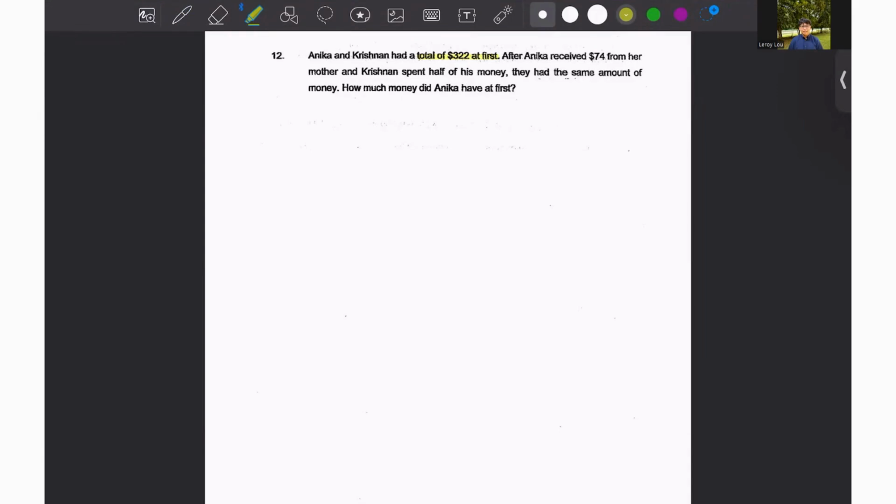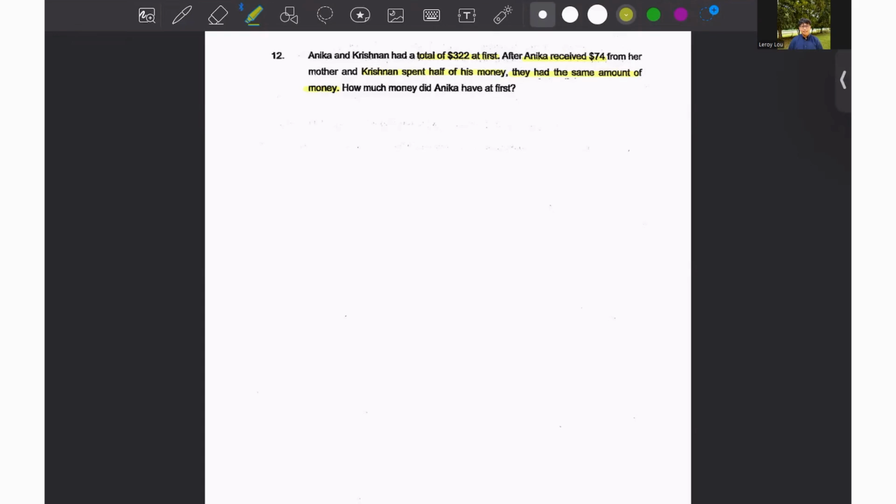Okay, we're also given a change, right? So it means Anika received money. So Anika plus money. And then Krishnan spent half of his money. So this is the change. Anika plus money, Krishnan spends money. So Krishnan minus money. And then we're given the after as well, or the end. So in this case, they had the same amount of money. Okay, this is what you have after.